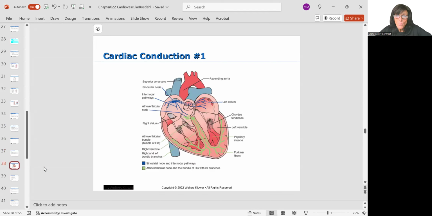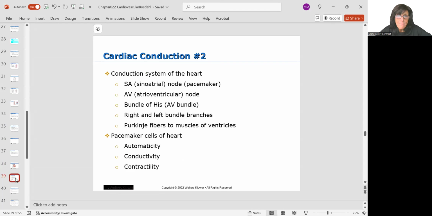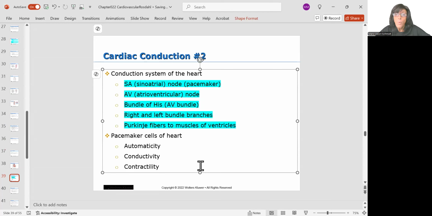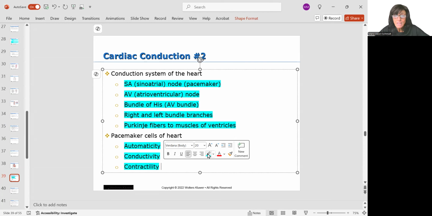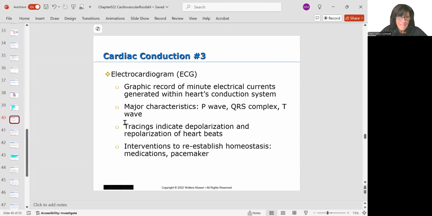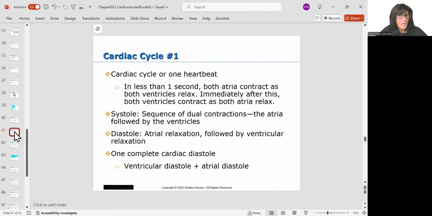The cardiac conduction system we already looked at, so let me move on. This explains the conduction system, the SA node, the AV node, and all that good stuff. So there it is again. The pacemaker cells of the heart have 3 qualities that other nerve cells in the body don't have: automaticity, conductivity, and contractility. That's what makes your heart go lub-dub, lub-dub. We already talked about the EKG and the characteristics that have to be present, the P, the QRS, and the T. We also talked about the cardiac cycle, systole and diastole.